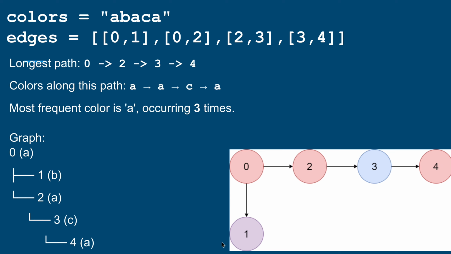Now, if you talk about how it will work, right? You have the colors we have written. The longest path will be 0, 2, 3, 4, and the colors will be A, A, C, B, right? Because the max frequency color A is 3. So our purpose is that. Let's suppose how it will work. In the graph that we have been given, 0 is A, 1 is B, right? Then we have 2A, 3C, and 4A. So this is the path that we are talking about. We got 3 times A.